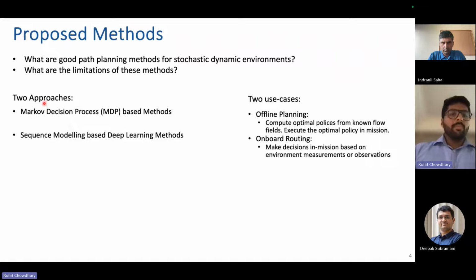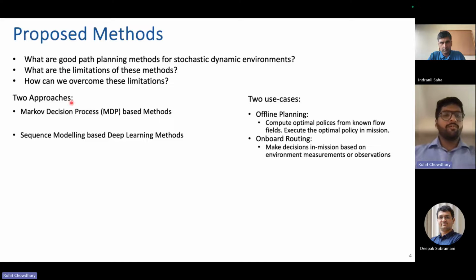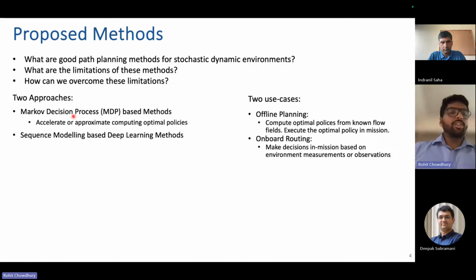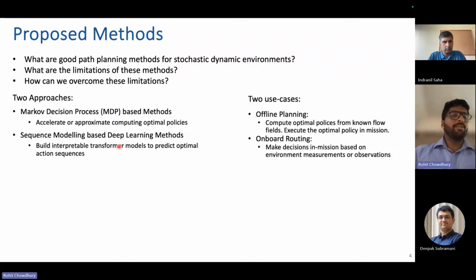Anyways, so coming back to the two approaches, I already told you about the limitations of both these approaches. So in case of MDPs, where computational expense is an issue, we try to either approximate or accelerate computing solutions for the MDPs. And when it comes to deep learning methods, our aim is to build interpretable transformer models that can help us predict or help the agent predict optimal action sequences in these oceanic environments.